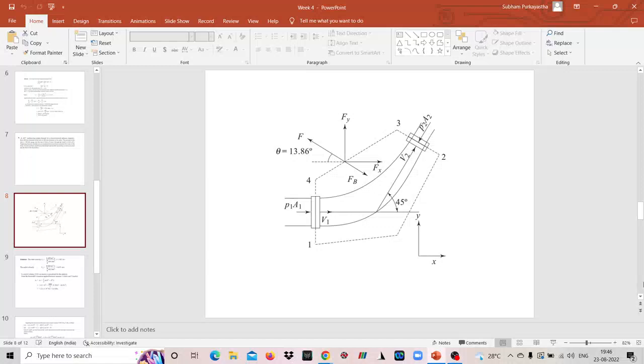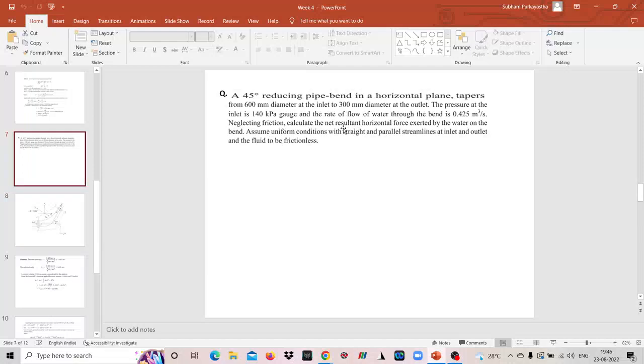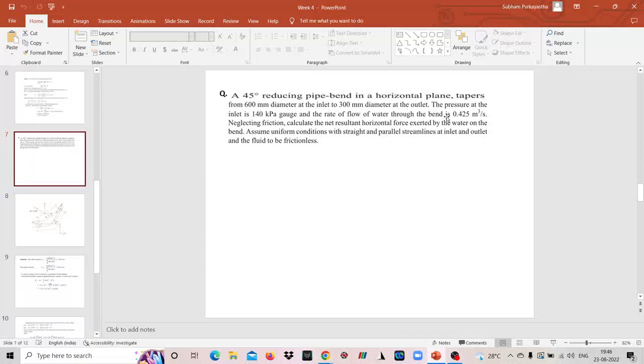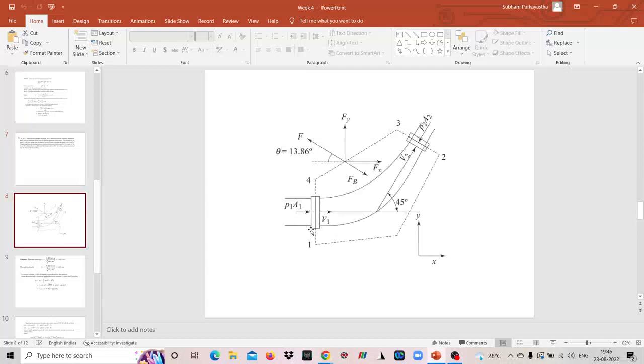Now, what has been asked? You need to calculate the net resultant horizontal force, basically Fx. But before that, the first step is the application of Bernoulli's equation, and for that you need V1 and V2. Please note carefully that in the question, the discharge at section 1, the inlet, is given, which is 0.425 meter cube per second.